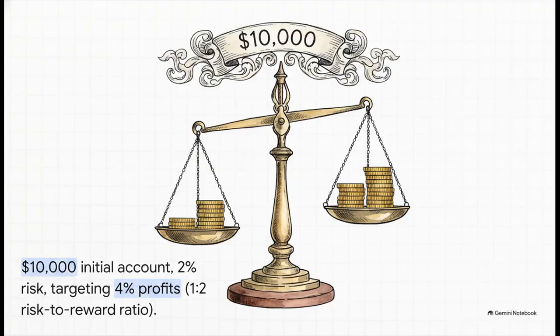To see if these rules actually hold up in the wild, our source tracked exactly 100 setups specifically on the Euro to US dollar 1-hour chart, using Trader Edge to log everything. The setup? A standard $10,000 initial account. They capped the risk at exactly 2% per trade, aiming for a 4% profit. So we're talking about a strict 1-to-2 risk-to-reward ratio across the board. This is super important because mathematically, even with just a 34% win rate, a trader would completely break even.